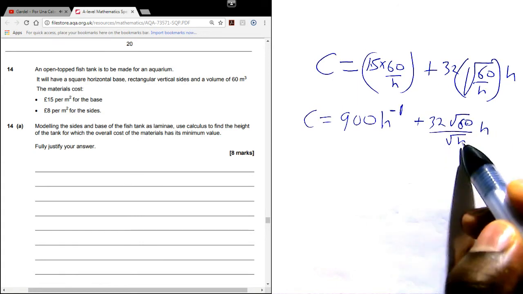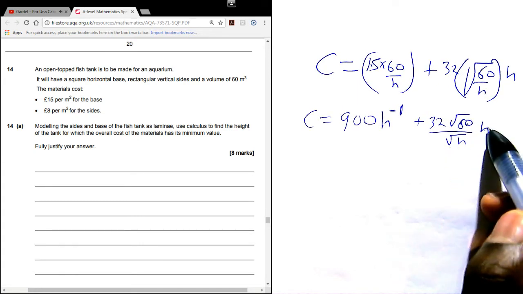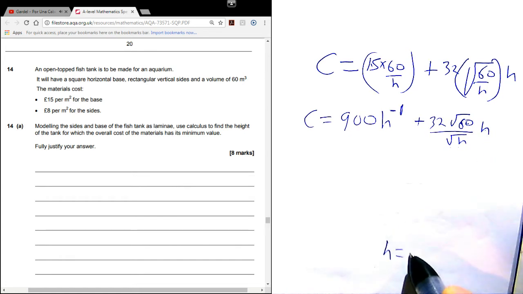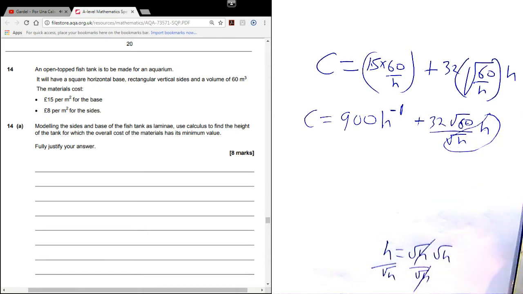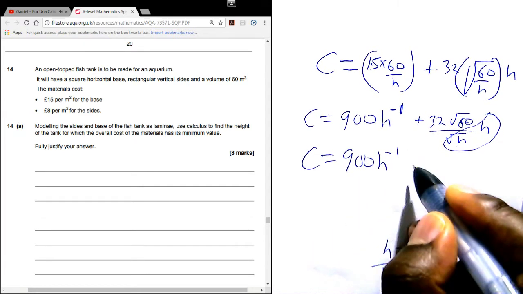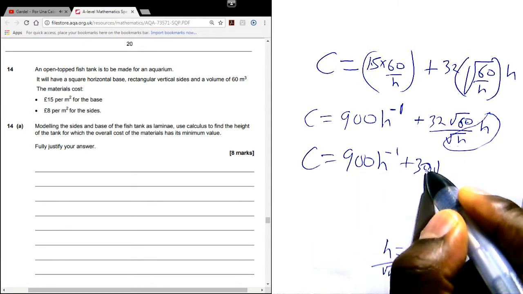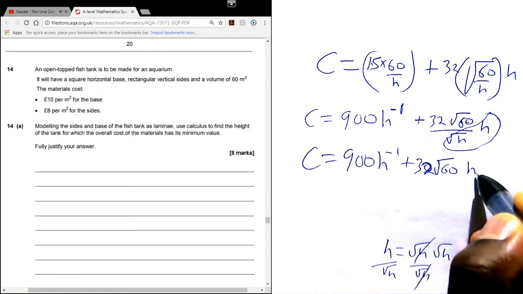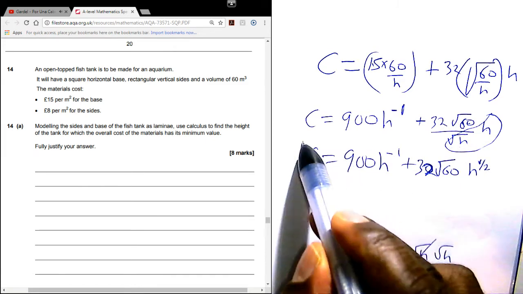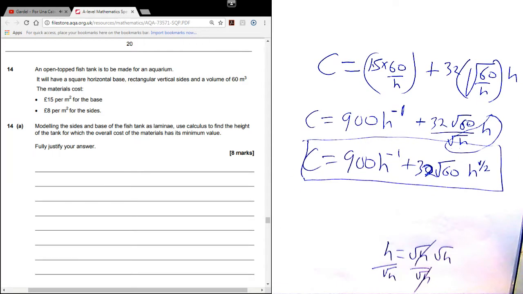Okay, root H at the bottom there would go into H to give you another root H, because H means root H times root H. So if you divide H by root H, you simply cause one of them to go. So this would give you H to the power half. So C is therefore 900 H to the minus 1 plus 32 root 60 H to the half. So this is the relationship now between C and H.